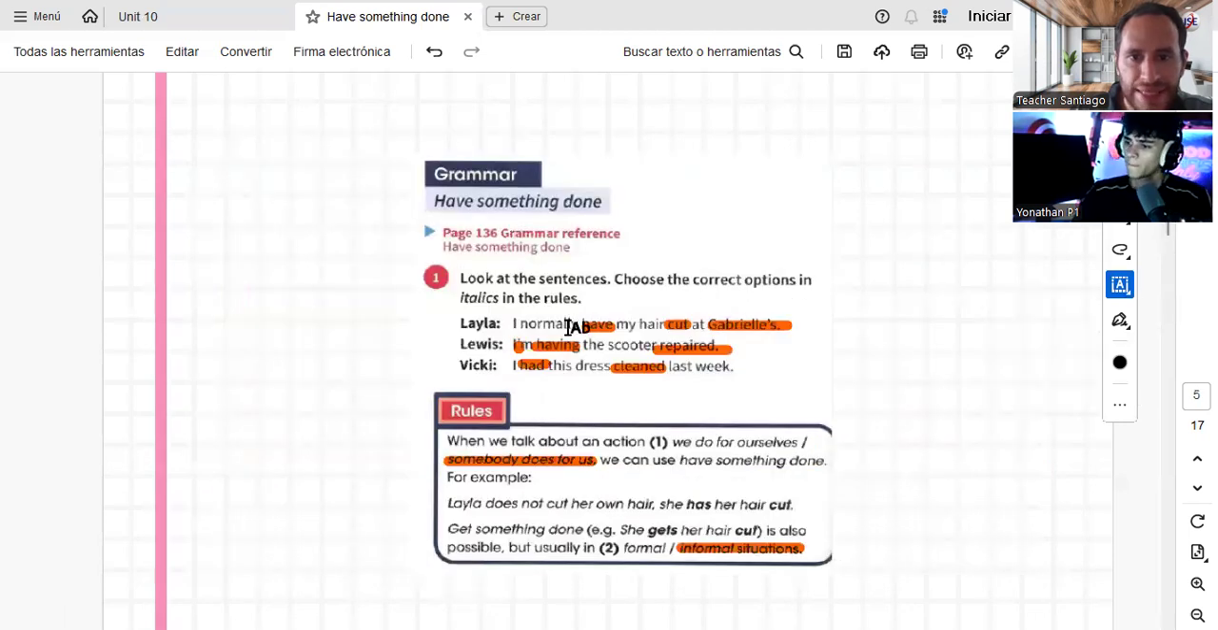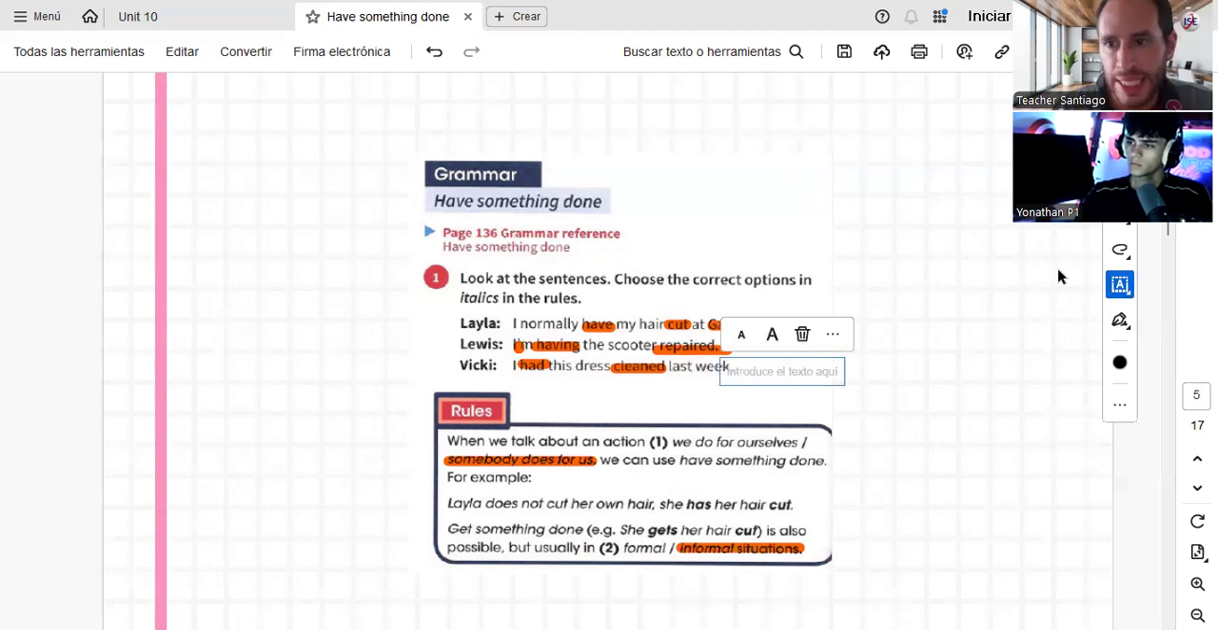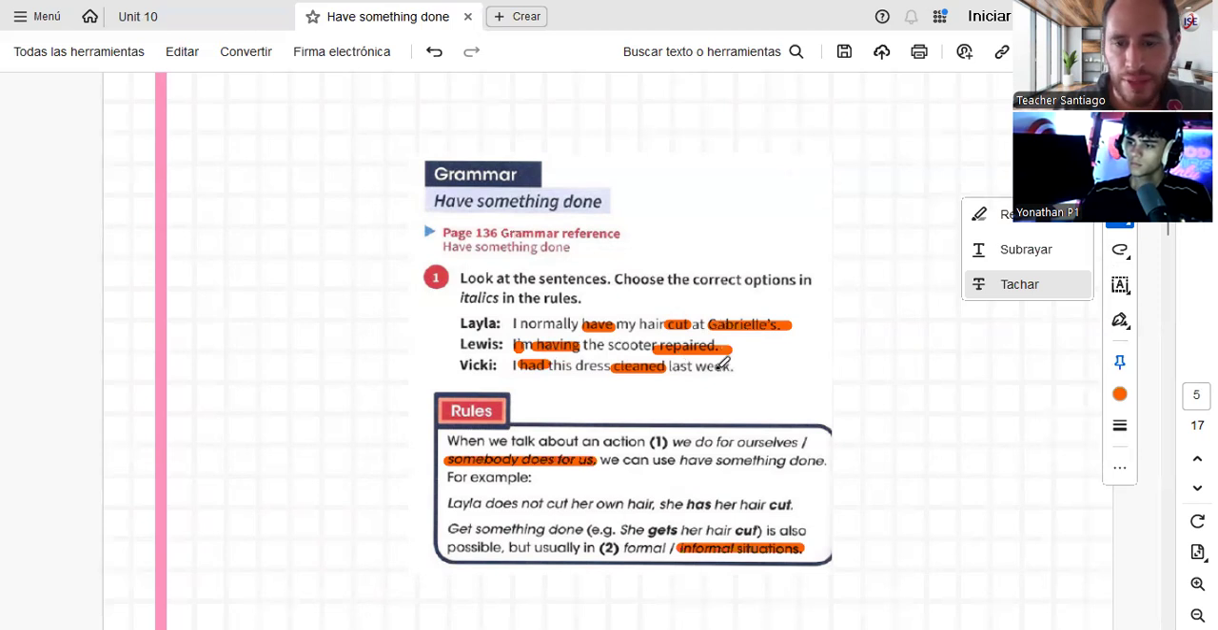Then the example: I normally have my hair cut at Gabriel's. Gabriel's is the name of the barbería, the hairdresser, right? The place. So this is present. We use have plus the verb in past participle. Cut, done, doesn't change in any time. Lewis: I'm having, present progressive, the scooter repaired. So verb to be plus having plus the verb in past participle. And in the past, I had, we changed have for had: I had this dress cleaned last week. So notice here the clue or the time expression is last week. That's why we know we are talking about the past.